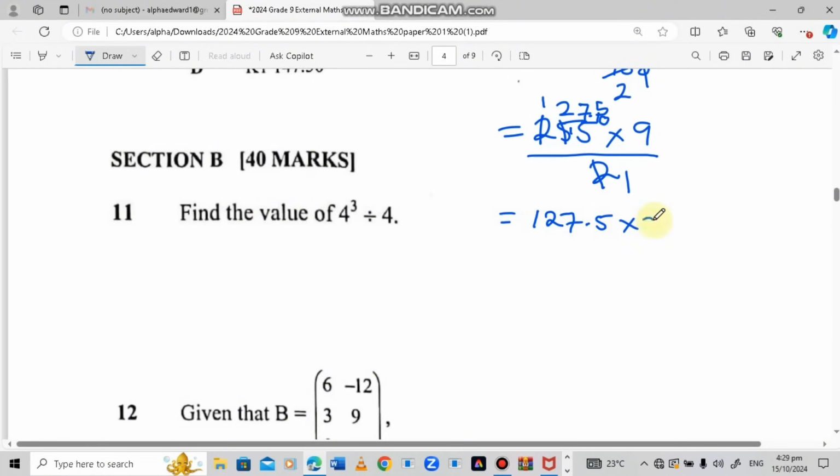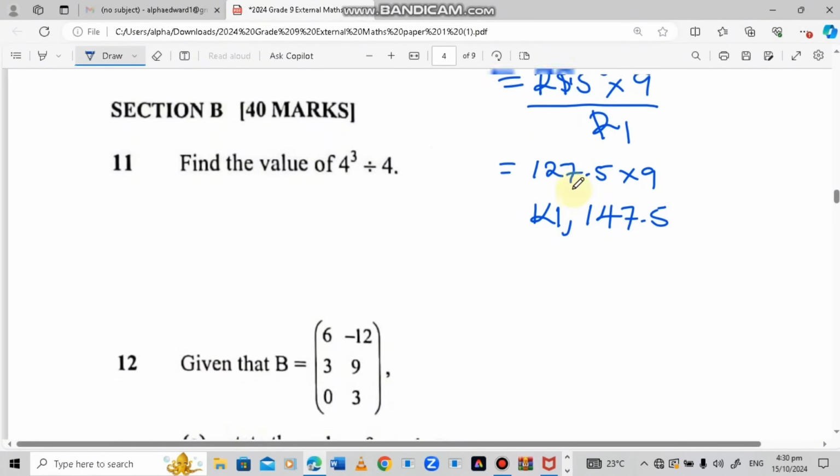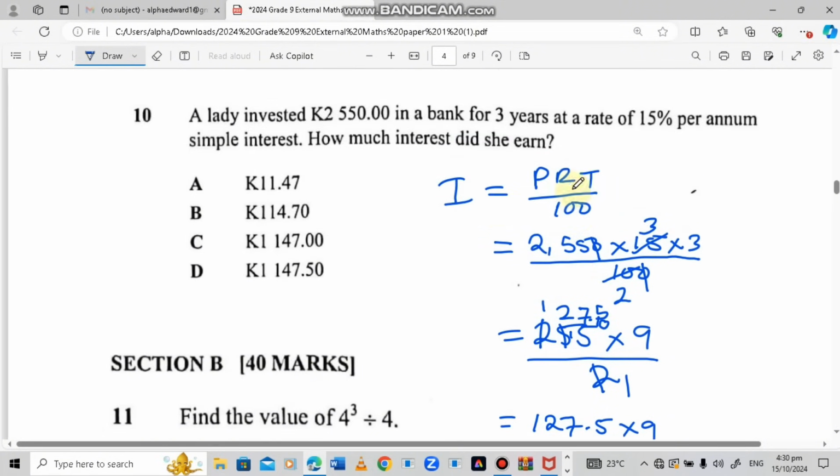127.5 times 9. So 127.5 times 9 is 1,147.5. So this was the interest. So let's look for this amount, 1,147.5 on the list here. So 1,147, this is not the one, but this one, 1,147.5. So the answer is this one.